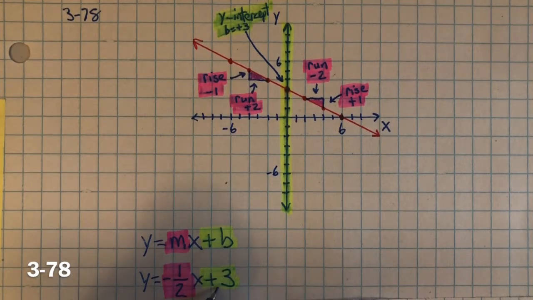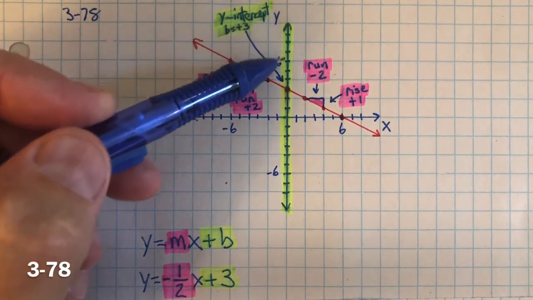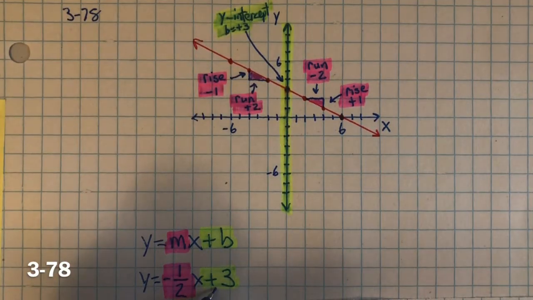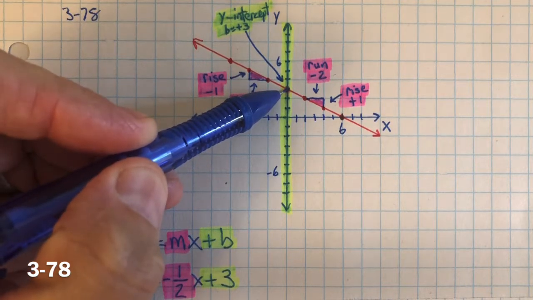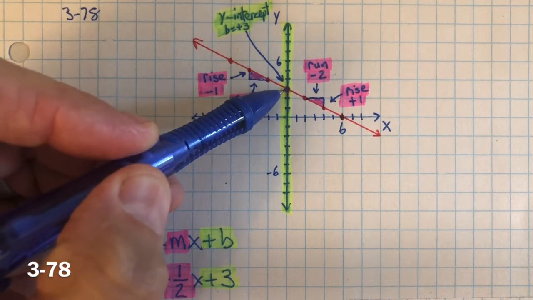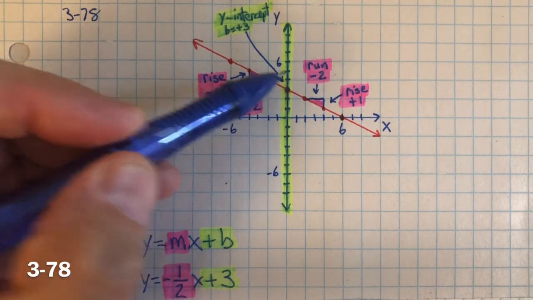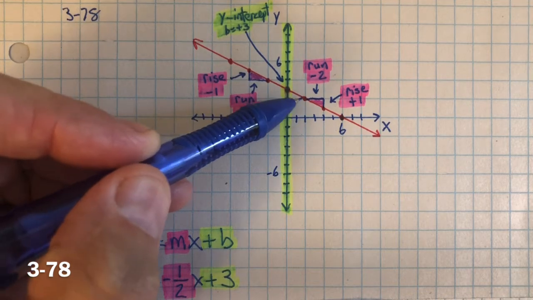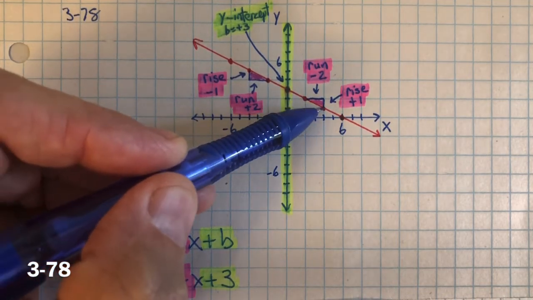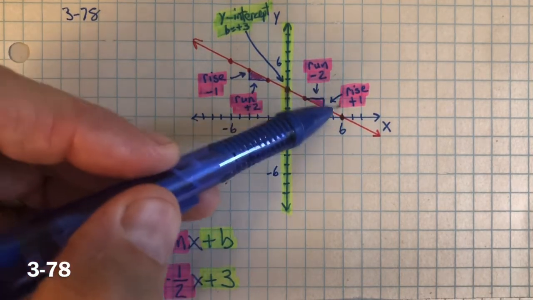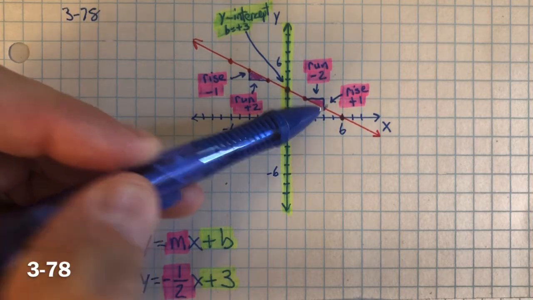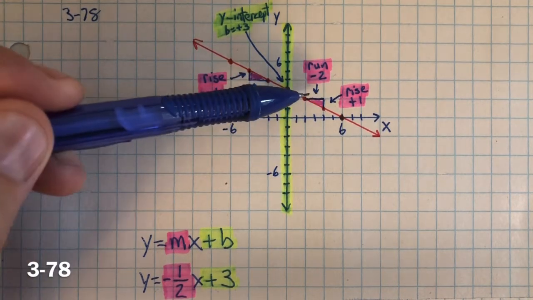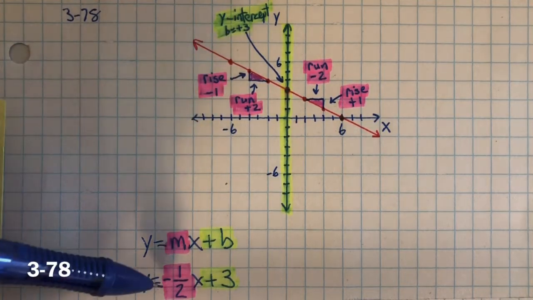The b value is the y-intercept, where it crosses or intersects the y-axis. So here's the y-axis, and this is going to be our starting point at positive 3 on the y-axis. And our slope, rise over run. We can rise 1 and run negative 2, or you can rise negative 1 and run positive 2. Doesn't matter if you do negative 1 and positive 2 or positive 1 then negative 2. Just one of them has to be negative because it's a negative slope.